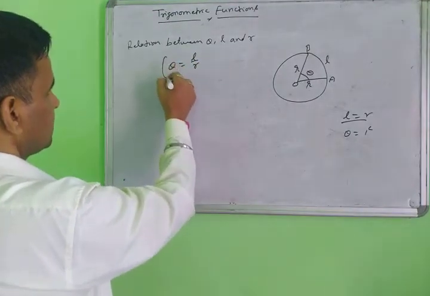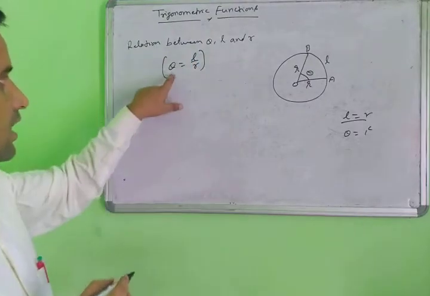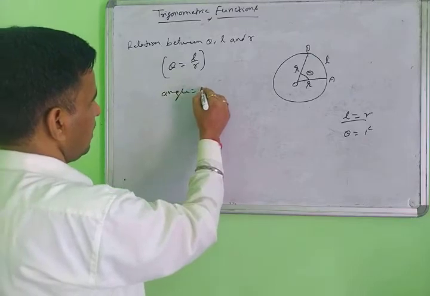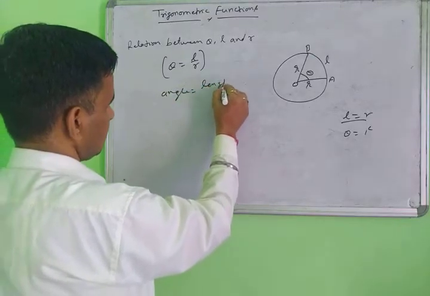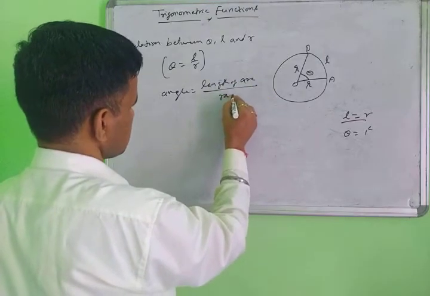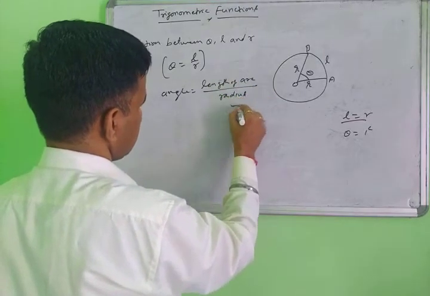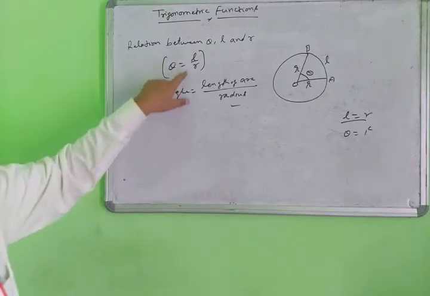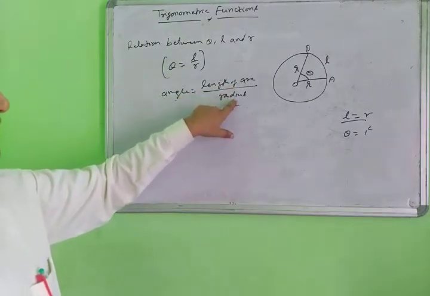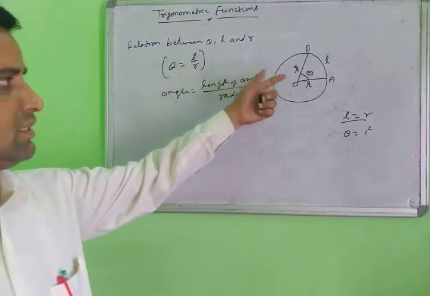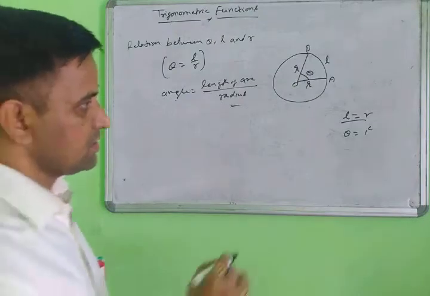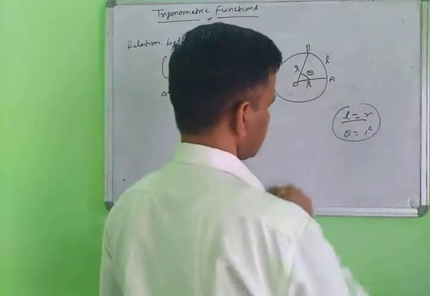This is the relation between theta and L. The angle equals the length of arc upon radius. Theta means angle, L means length of arc, and R is the radius. This is called the relation between theta, L and R. This is the specific meaning here.